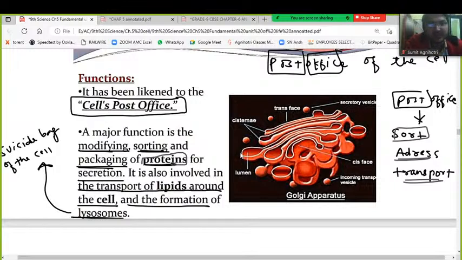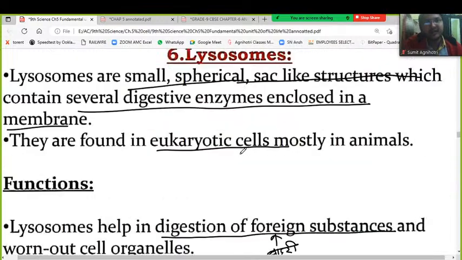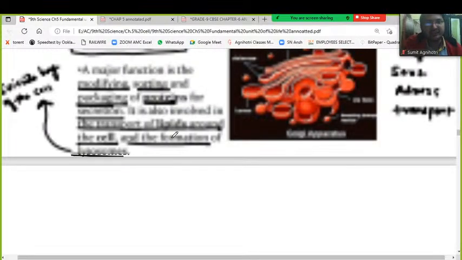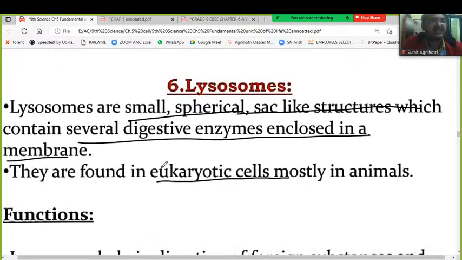It is also involved in the transport of lipids around the cell, and they also form the lysosomes, which are the suicidal bag of the cell. These are the different functions of this Golgi apparatus. I have already told you that lysosomes are formed by the Golgi apparatus. Now the question arises, what are these lysosomes?